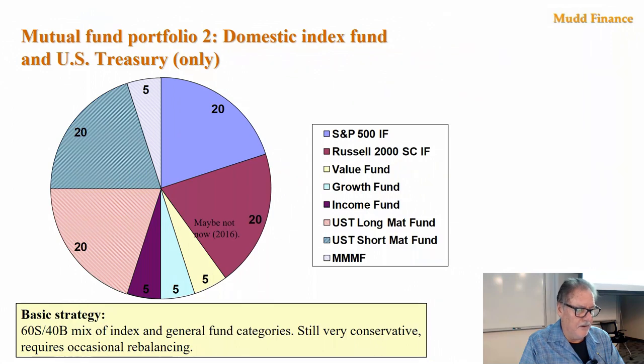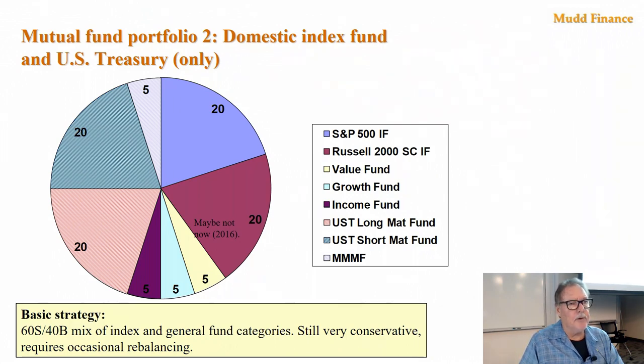So 20% S&P 500, 20% of Russell 2000. Maybe some value, growth, and income fund mix, 5% each. U.S. Treasury long maturity, U.S. Treasury short maturity, and money market. Why we're splitting, by the way, between long and short maturity becomes evident when we take a look at the theory behind bonds, which is about 3 weeks away. You don't want to be just long or just short, typically. And so that's a fairly conservative 60-40 portfolio.